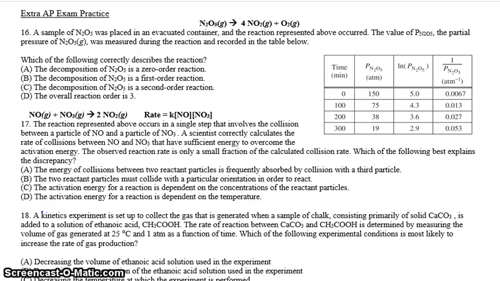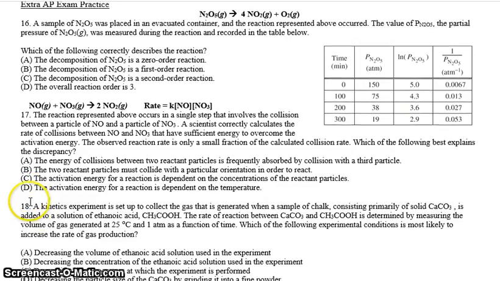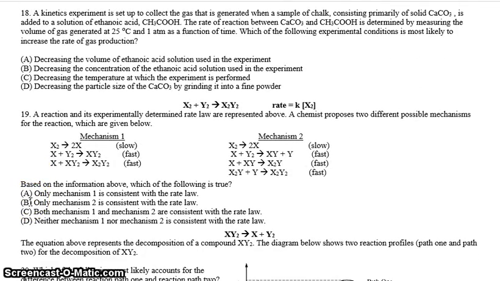Let's take a look at some more. Take a look at 18 here. A kinetics experiment is set up to collect gas that is generated when a sample of chalk, consisting primarily of solid calcium carbonate, this is what chalk is made from, is added to a solution of ethanoic acid. Now, what we'll have is an acid reacting with a carbonate, and in this case, anytime this happens, CO2 gas is released. This is actually the same thing that happens when you put baking soda against vinegar. This actually is vinegar. You get CO2 gas.